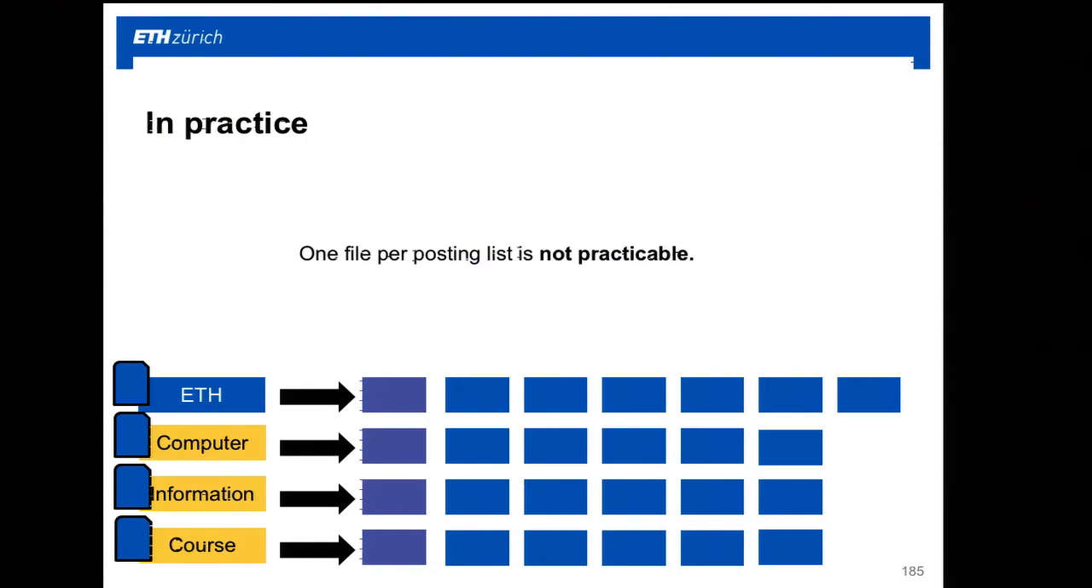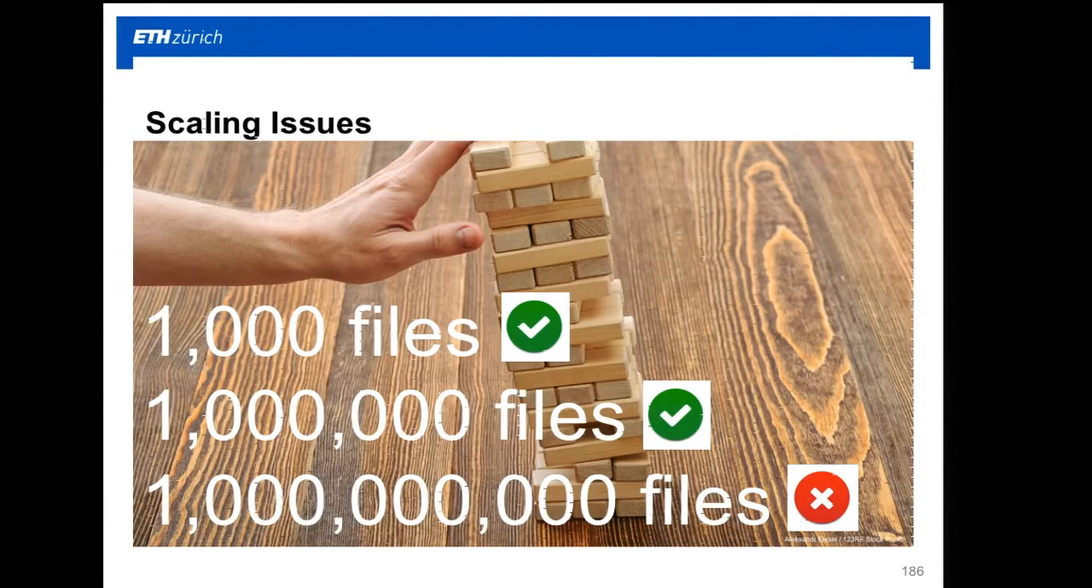Okay, so we have something correct, something that's better than the index reconstruction, but there is still one thing that's not that satisfying: one file per posting list is not really practicable, in the sense that if you have a lot of postings, that's going to be a lot of files, and the time it takes to do the merges is going to be enormous.